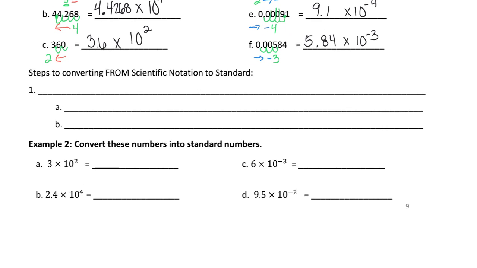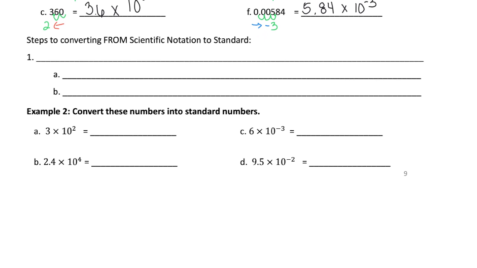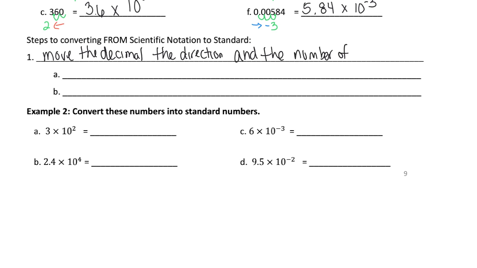So now that we've mastered going from standard into scientific, now we have to go the other way. So now we have to move from scientific to standard. Okay, so we're going to do that first by moving our decimal. So we're going to move the decimal the direction and the number of the exponent.